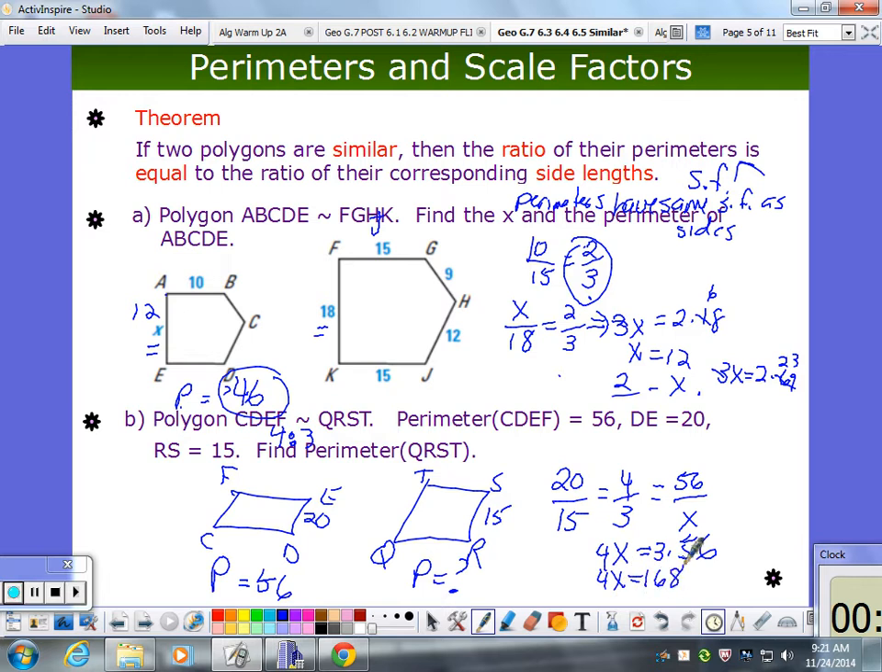Okay, I'm here, right? And then I divide by 4. So it looks like x is 42. Is that right? And what did I find? The perimeter of this one, 42 units. Any questions so far? So we've been working with similarity and scale factor.